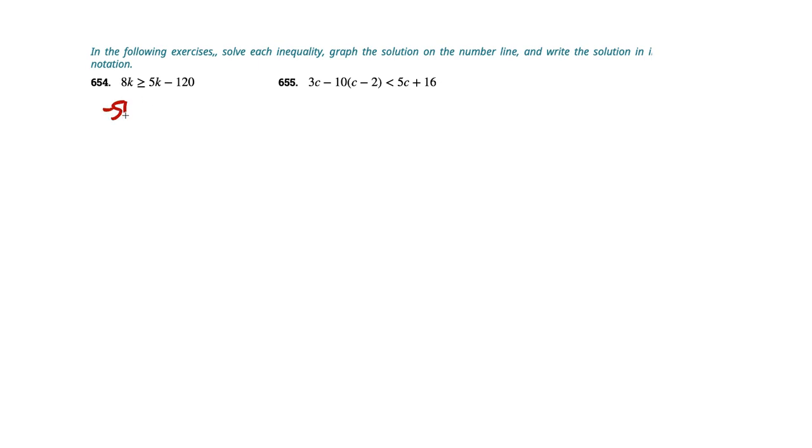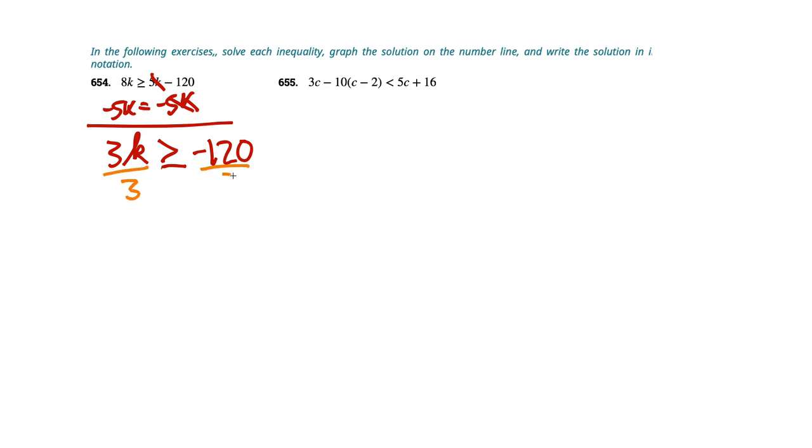I'm going to subtract 5k from both sides. Oh, that was so boneheaded. I'm going to get flamed in the comments. I deserve it. I understand that. I'm getting rid of the k stuff on the right. So we get this greater than or equal to negative 120. You want to divide by 3, the coefficient of k. So you'll be left with k is greater than or equal to 40.